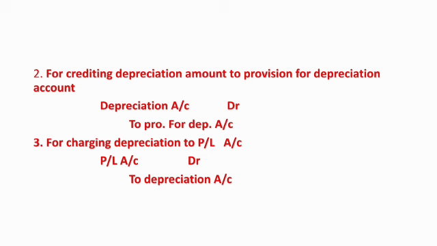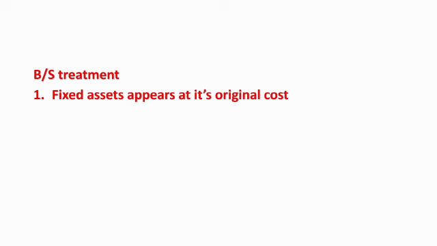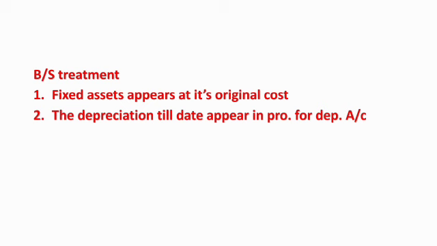Now the balance sheet treatment of asset and provision for depreciation account. Here in this method, the fixed asset appears at its original cost itself. In every year, we have to show the fixed asset at its original cost on the asset side of the balance sheet. Then, the depreciation till date appears in the provision for depreciation account. Asset account will appear at its original cost and depreciation till date will appear in the provision for depreciation account. Asset account will appear on the asset side of the balance sheet.